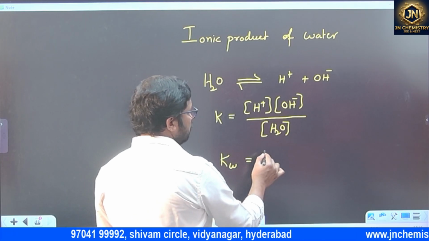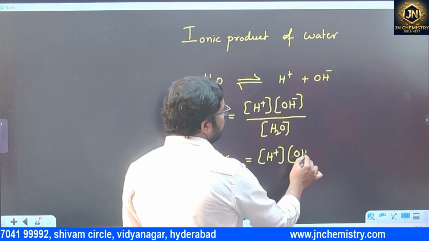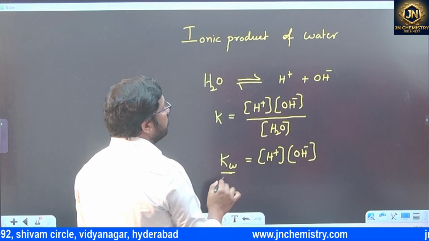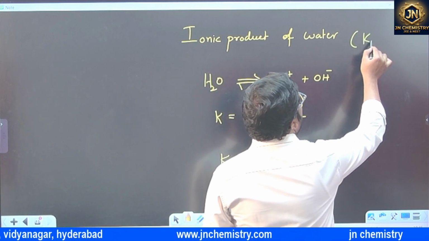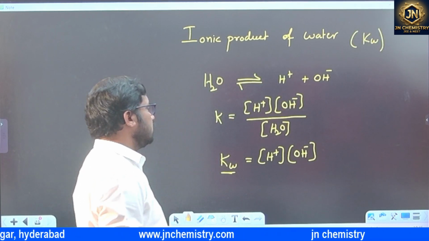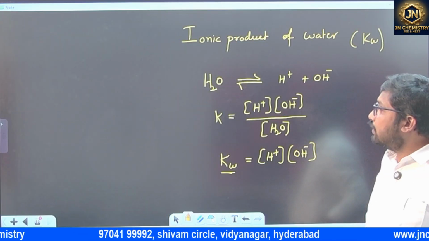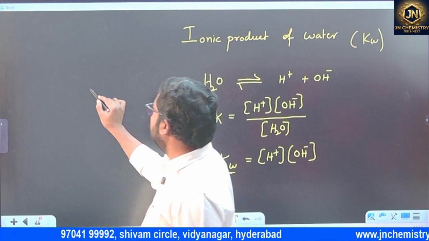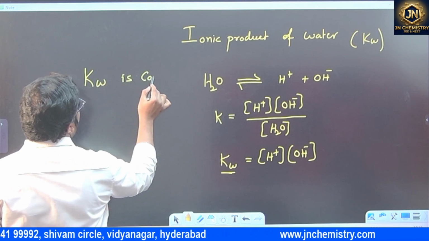KW is equal to H plus ion concentration into OH minus ion concentration. KW is nothing but the ionic product of water. Just write it down. KW is equal to the ionic product of water. Write it down. KW is constant.